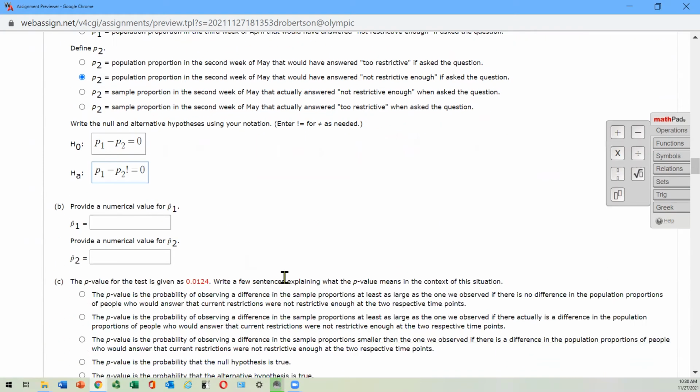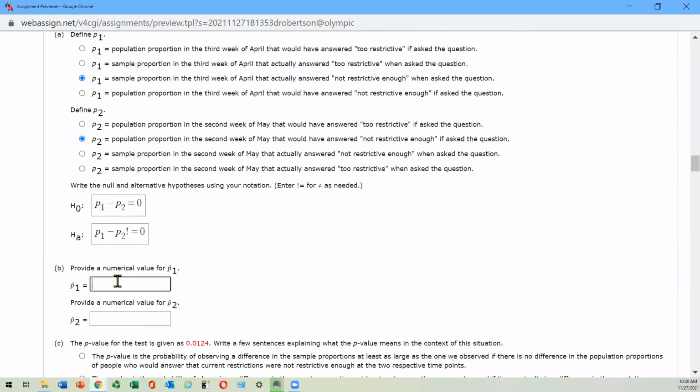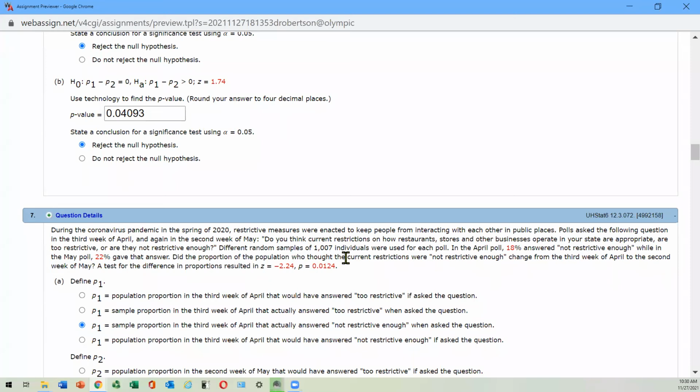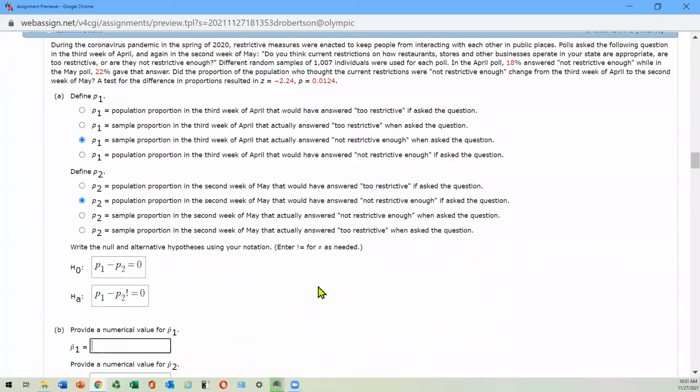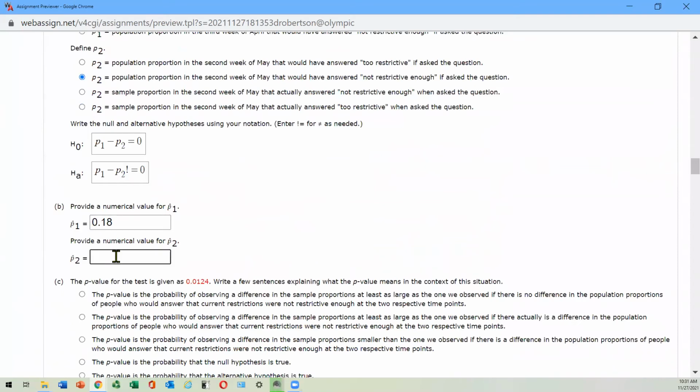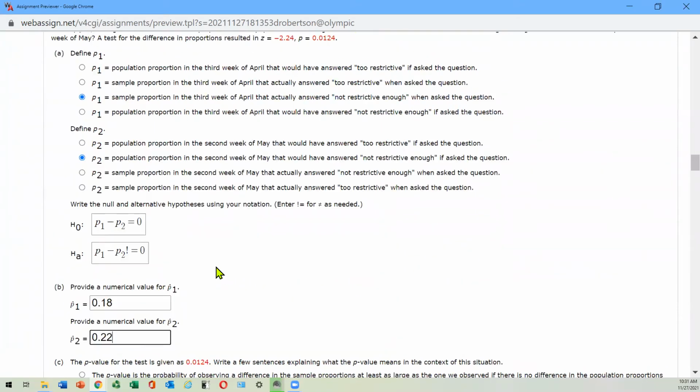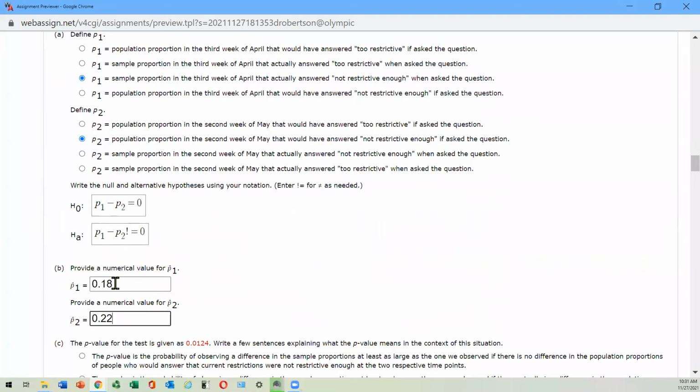So provide the numerical value for P1. The numerical value for P1 is 0.18, and for P2, 0.22. Now I'm saying that they are different. I guess I could also have said that P1 is less than P2, in which case I would change that.